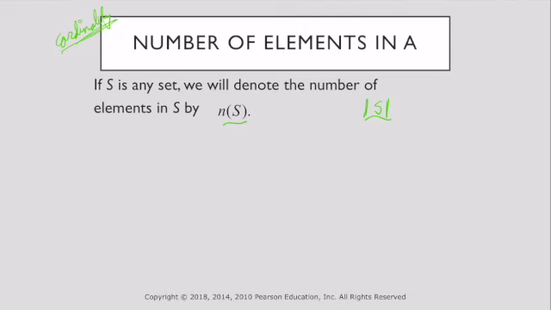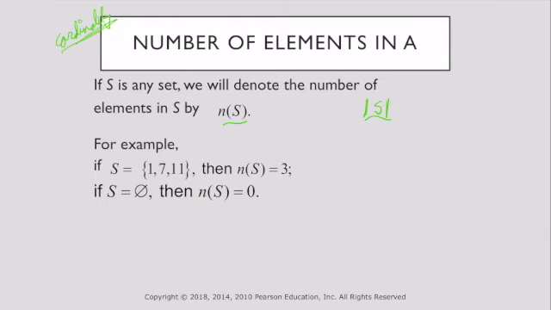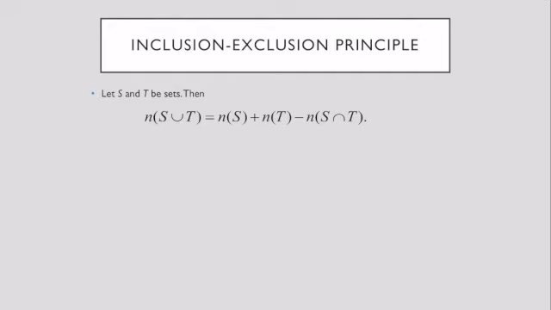call it the cardinality. So for example, if I have the set {1, 7, 3}, N of S is 3. The number of elements in S is 3. If I have the empty set, I've got 0 elements. And if I have an infinite set, I'd have infinite elements.